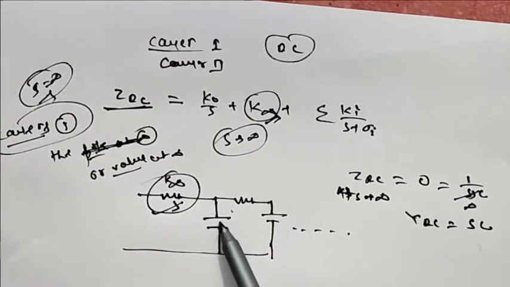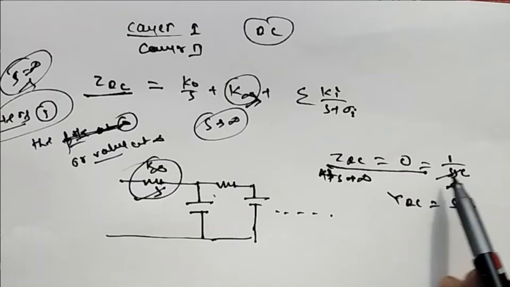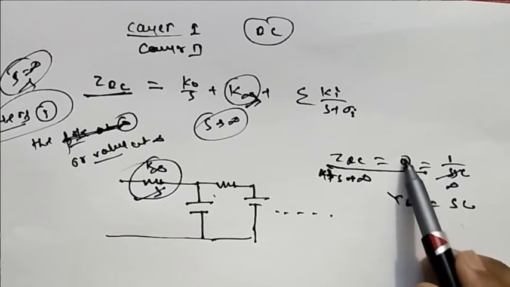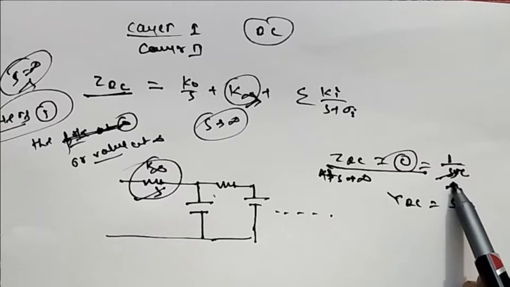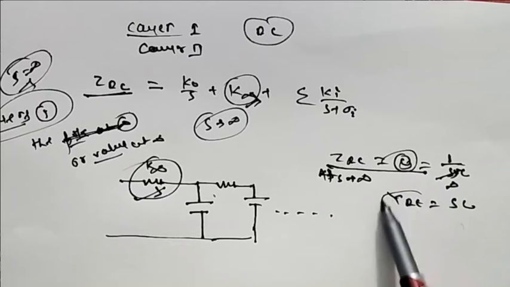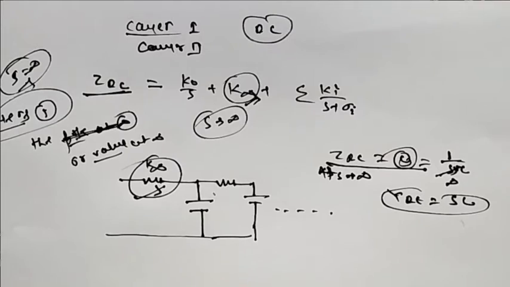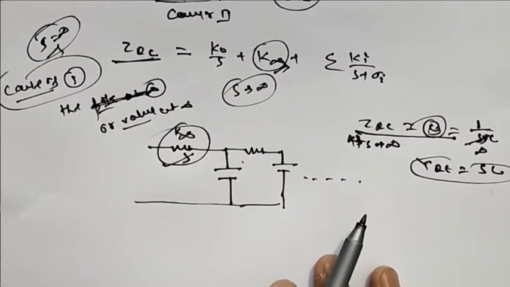The rest will be followed by capacitance, because we have seen ZRC is equal to 0 when it is of the form 1 by SC and S is infinity. So YRC will be SC, so there will be a capacitance in parallel. This will continue. This is your Cauer 1.